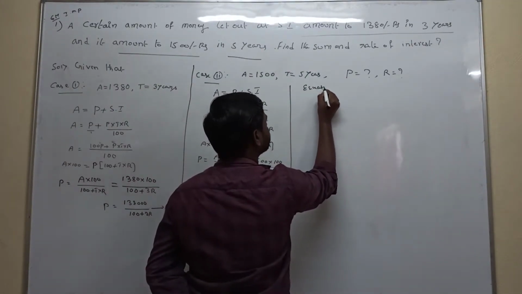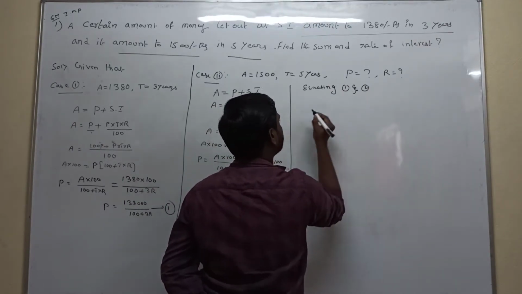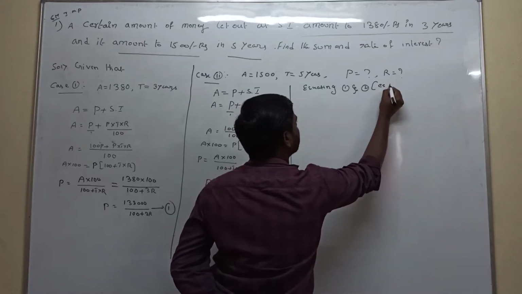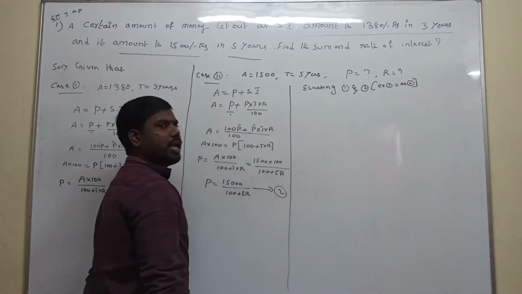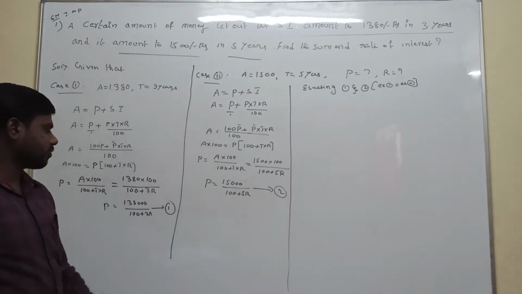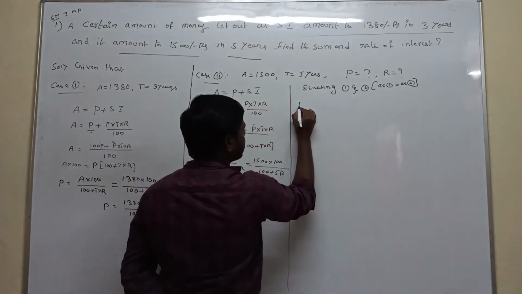Equating 1 and 2. Equation 1 is equal to equation 2 because both are P values only. That's why we equate equation 1 to equation number 2. What is the first equation?